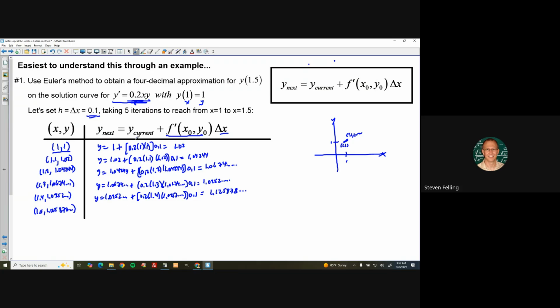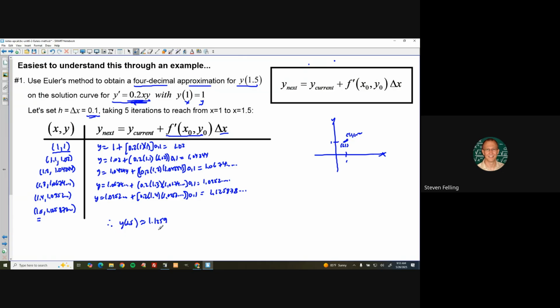Now what they asked us to do was to come up with a 4-decimal approximation for y at x is 1.5, and now we're here. So now I can say, therefore, y at 1.5 is approximately equal to, and then I'll take this number and I'll round it to 4 decimal places, 1.1259. Okay, so that's it. That's Euler's method.